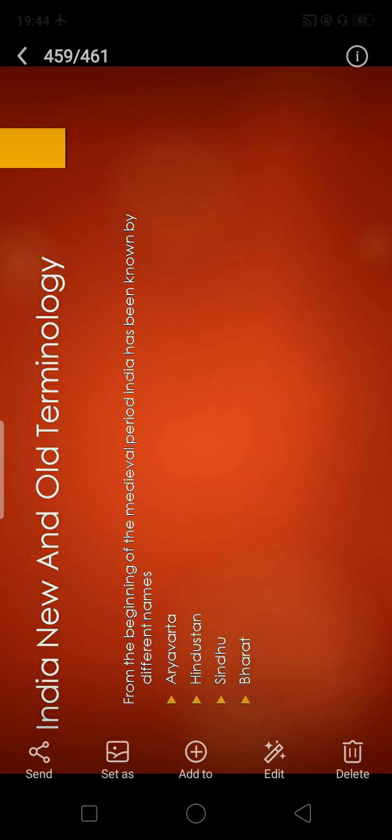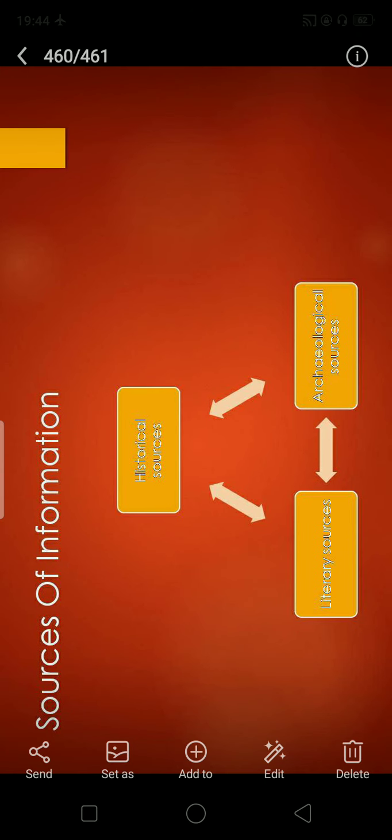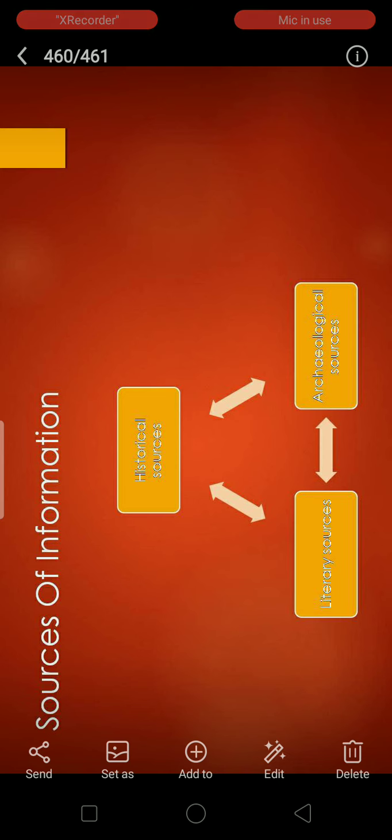India is often referred to as Bharat. In Sanskrit literature, India is also known as Bharatvarsha. Our next topic is sources of information. Historical sources are classified into two broad categories, that is the literary and archaeological sources.